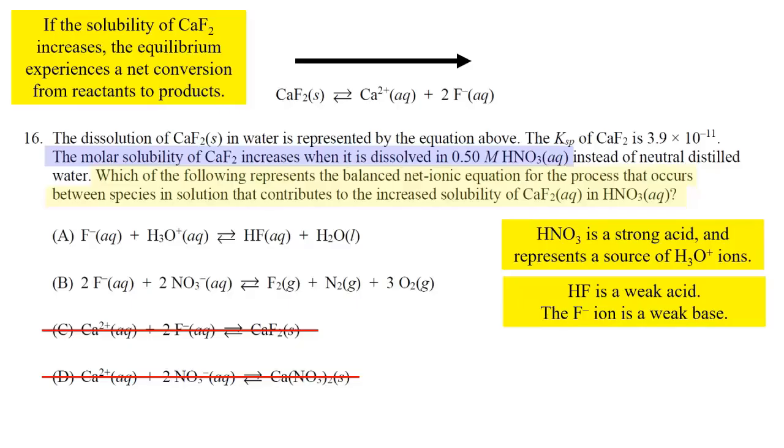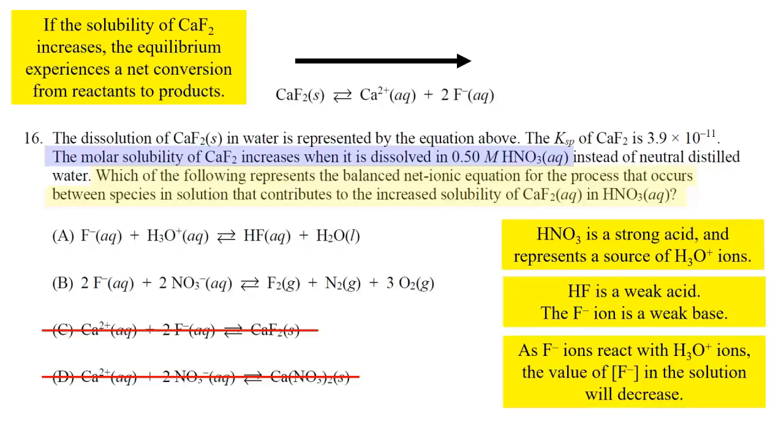Now HF is actually a weak acid. HNO3 is a strong acid. Well, if HF is a weak acid, then the F- ion is a weak base. So take a look at choice A. The fluoride ion, which behaves as a weak base, would react with the hydronium ions from the strong acid. And as a result of that reaction between fluoride ions and hydronium ions, it causes the value of the concentration of the fluoride ion to decrease.